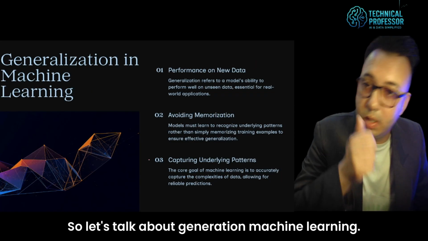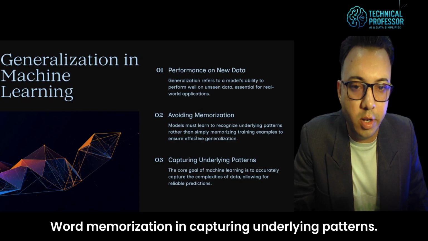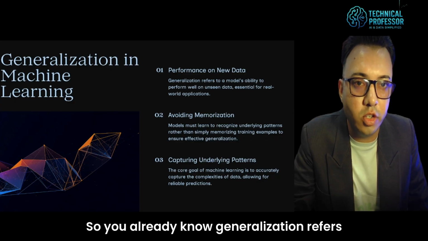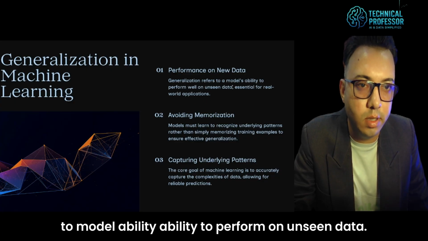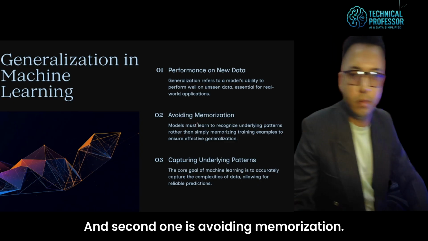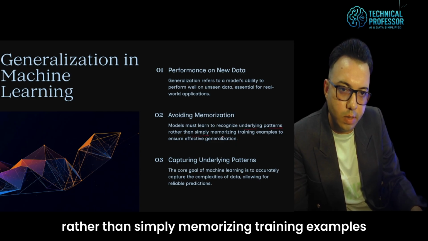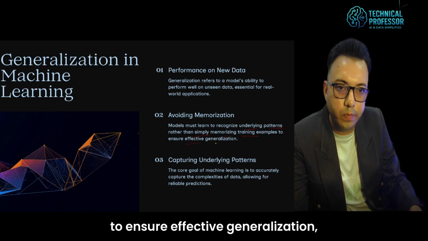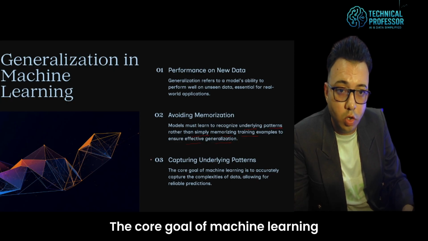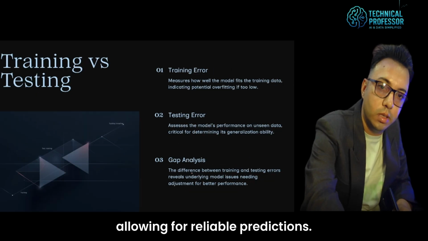So let's talk about generalization in machine learning. It means performing well on new data, avoiding memorization, and capturing underlying patterns. You already know generalization refers to a model's ability to perform on unseen data. It is essential for real-world applications. The second is avoiding memorization. A model must learn to recognize underlying patterns rather than simply memorizing training examples to ensure effective generalization. The third is capturing underlying patterns. The core goal of machine learning is to accurately capture the complexity of data, allowing for reliable predictions.